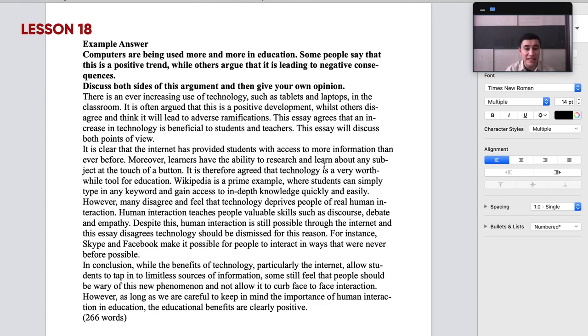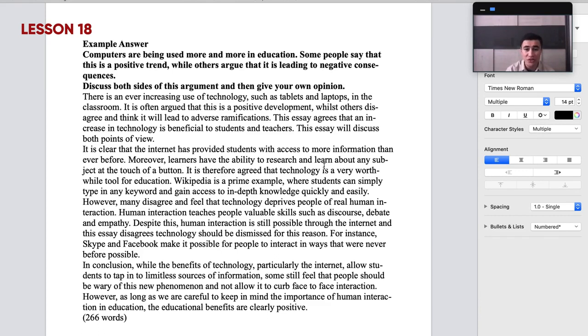Wikipedia is a prime example where students can simply type in any keyword and gain access to in-depth knowledge quickly and easily. This is an example, guys. However, many disagree and feel that technology deprives people of real human interaction. This is viewpoint B, guys, and this is the opposite side. Human interaction teaches people valuable skills such as discourse, debate, and empathy.